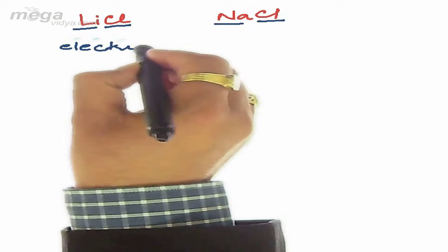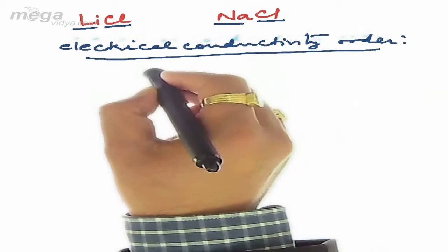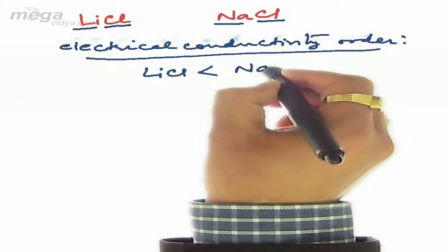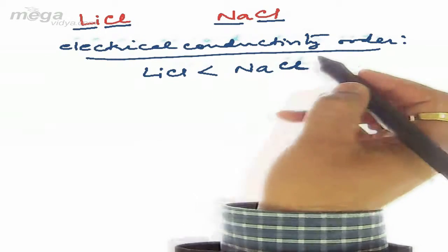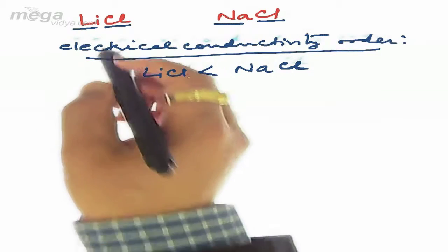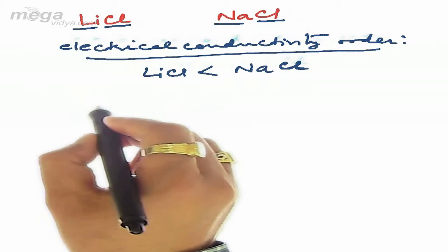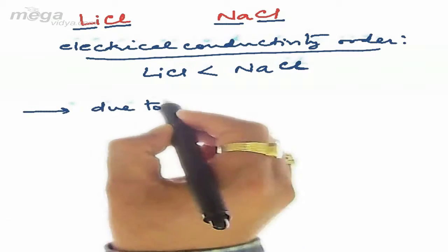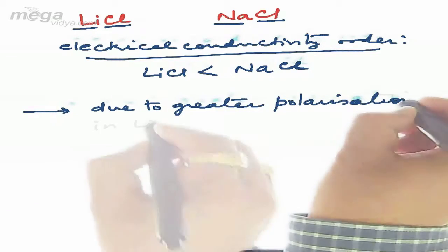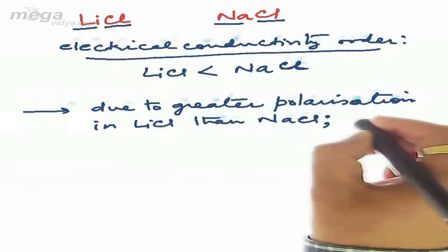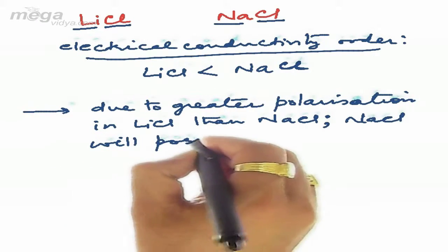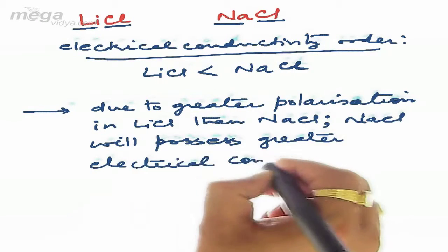So once we compare, the electrical conductivity order will be LiCl will have smaller electrical conductivity as compared to NaCl. Again, what we are finding is that in case of LiCl, the covalent character or the polarization extent will be greater. So due to greater polarization in LiCl than NaCl, NaCl will possess greater electrical conductivity.